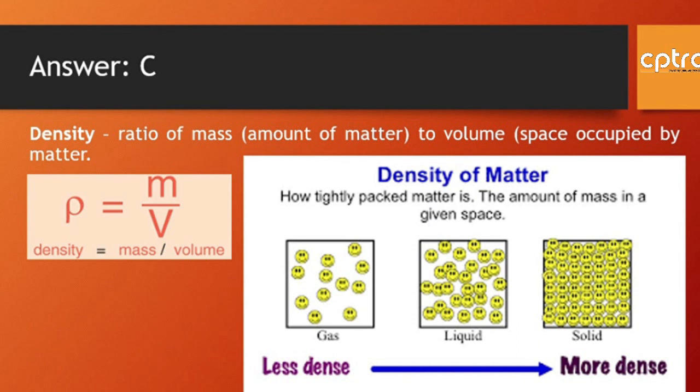However, if you look at the formula, mass actually depends on the quantity of matter. Volume also depends on the quantity of matter. However, the ratio between the two will give a property that is intensive, which is density. It means that it does not depend on the quantity of the material.